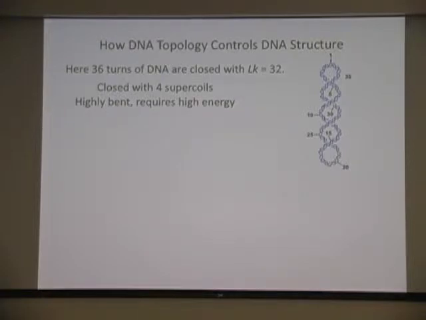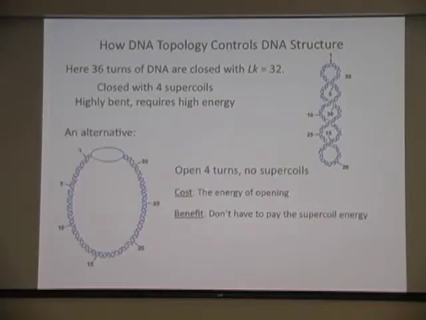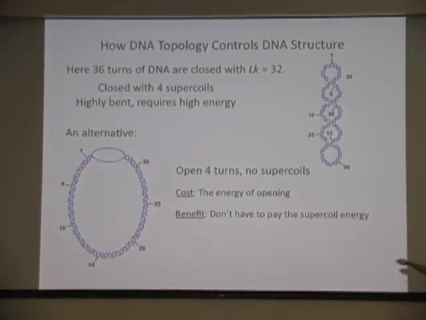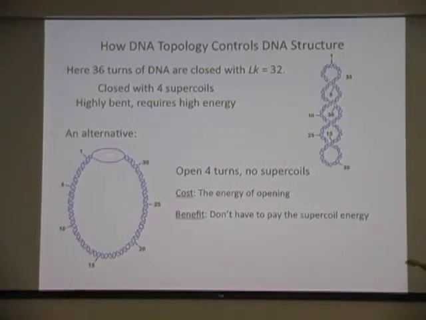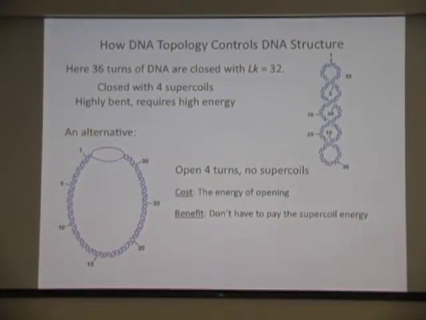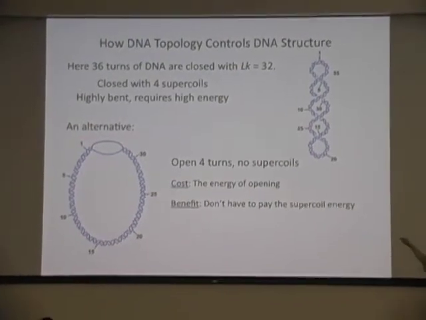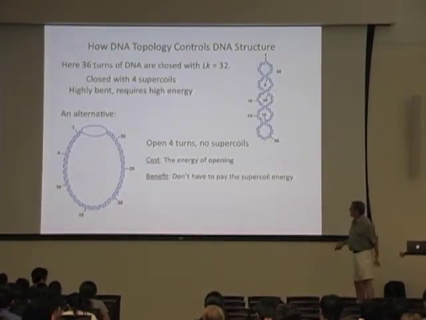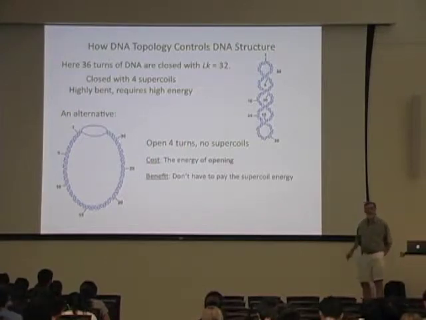There's another way, though, that you can package the thing with the same linking number. What you could do is just open four turns of the double helix. So now you have a strand-separated region of four turns. So you have 32 turns that are still double helix, and the linking number is 32. So everything's fine. There's no residual deformation like this. Okay, so these are two ways that you can package the same DNA with the same linking number. And of course, you could do intermediates between these. You could open less and have some fraction of supercoils happening too. But these are just illustrations of the way that this can behave.